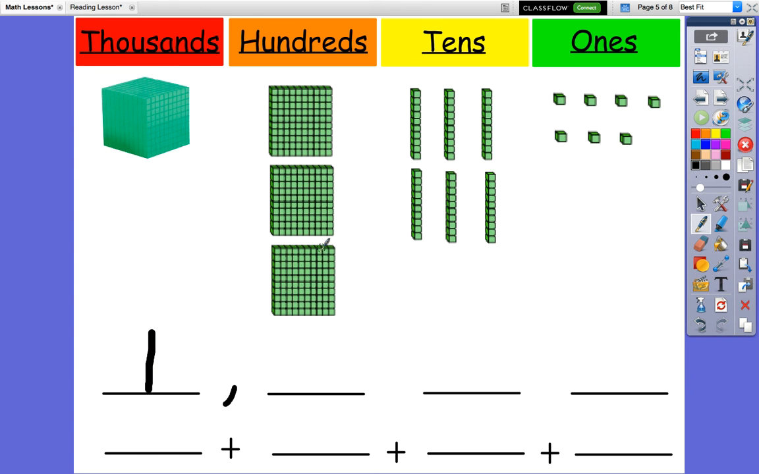How many hundreds blocks do I have? 1, 2, 3. That's right, a 3. How many tens long sticks do I have? Good. 1, 2, 3, 4, 5, 6. I have 6. And how many ones blocks do I have? That's right. 1, 2, 3, 4, 5, 6, 7. So I just wrote, or we just wrote together, our big number of the day. Please read that.